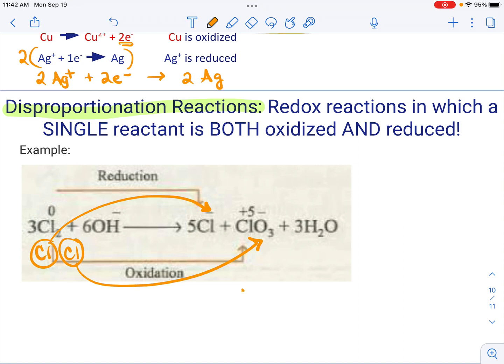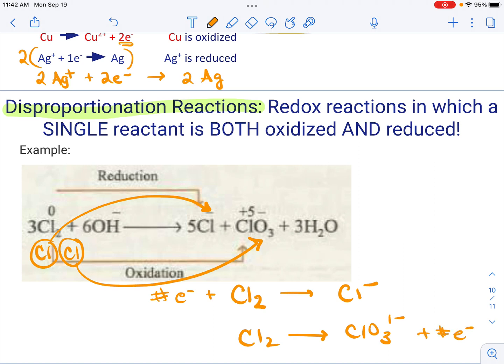So technically, if you were writing this as half reactions, you'd have to leave it as Cl2 because they're together, forming Cl-, and you'd make it Cl2 forming ClO3 1-. And now we'd have to talk about how to fix this, but these would be your 2 half reactions. The Cl2 forming Cl- would gain electrons. I'm not going to talk about the number there. The Cl2 forming Cl5+ would lose electrons, and so we would have a number of electrons as a product.